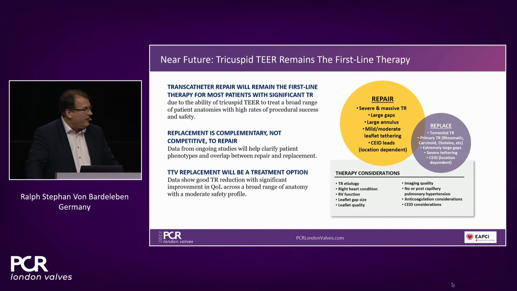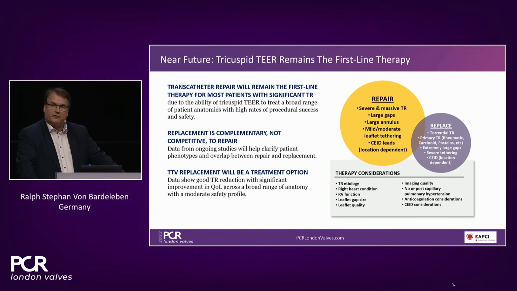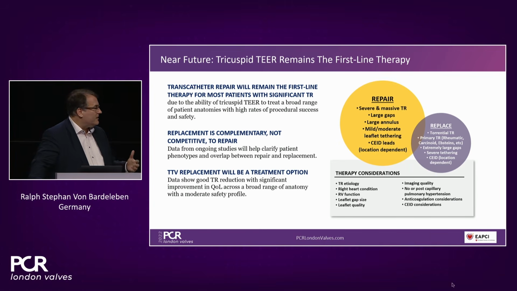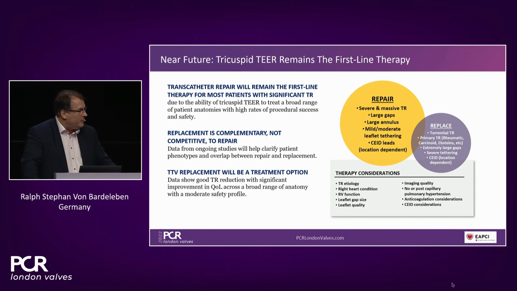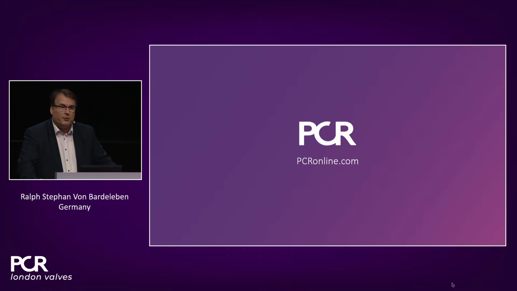So my prediction would be, in going more and more early, we will see that repair remains the first-line strategy, but we also have to reflect that in the future we will see different replacement options because there are diseases like carcinoid, Epstein's, etc., where we will not be able to apply TEER nor annuloplasty, and these also have to be kept in mind. That would be my points at the end. Thank you very much for your kind attention.